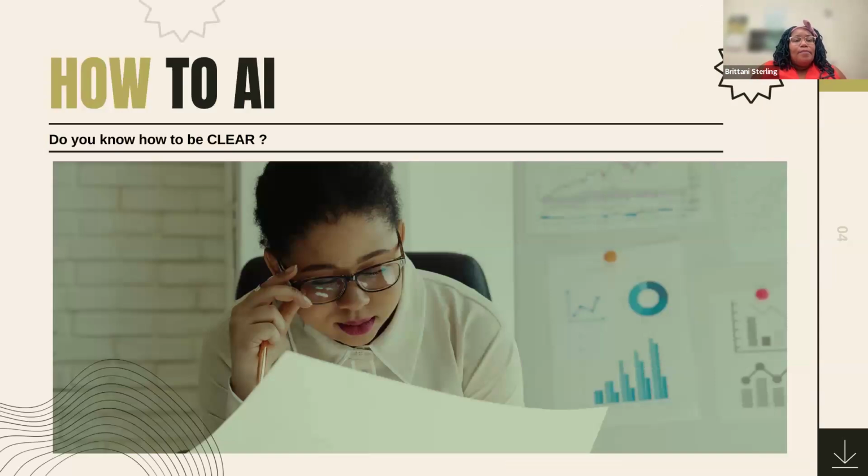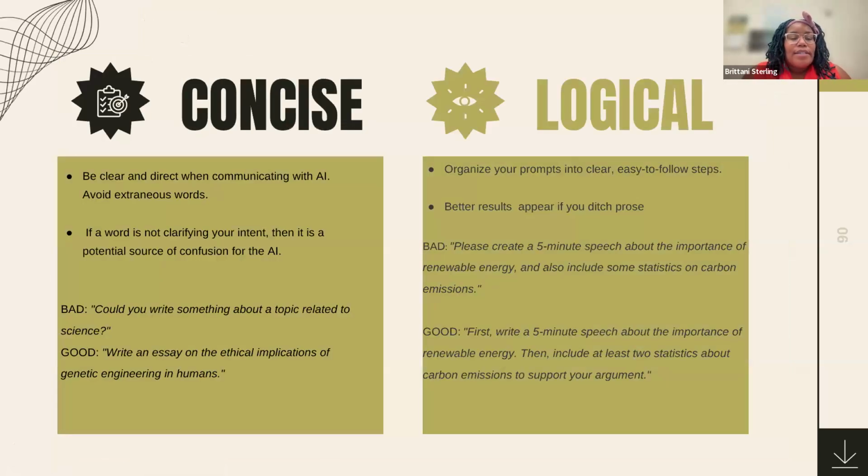Okay, so because I think some of us are still getting our feet wet in this arena, I want to talk a little bit about how to AI. There is a frame for using ChatGPT that I use for most of these, and it's called CLEAR. So we're going to talk about how you can be clear next. Next slide, please. Okay, so CLEAR stands for concise, logical, explicit, adaptive, and reflective. So we're going to go over each one just so you have an idea.